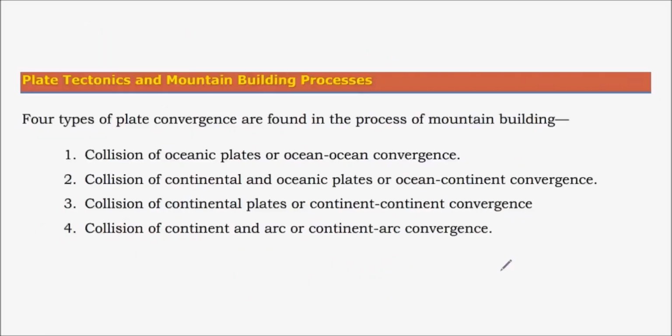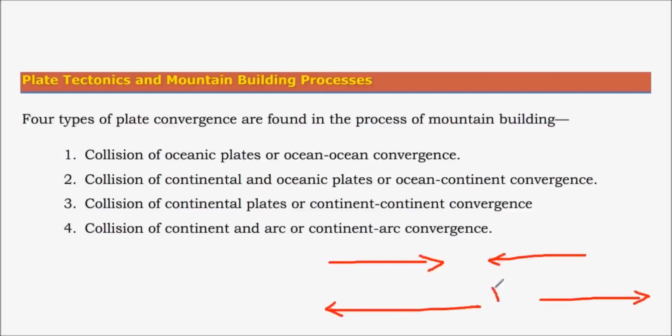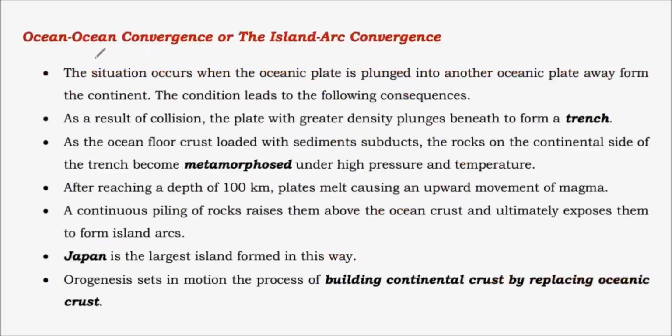While studying plate tectonics, we have seen that different kinds of interactions take place between two crustal plates. For example, if plates move towards each other, they give rise to a convergent edge, which is destructive in nature, and if they move away from each other, they give rise to a divergent edge, which is constructive in nature. And in the mountain building process, most of the time it is convergence of two plates that is involved, and based on the different kinds of plates involved, they are further classified as ocean-ocean convergence, ocean-continent convergence, continent-continent convergence, and continent-island arc convergence. And the first one is ocean-ocean convergence or island arc convergence.